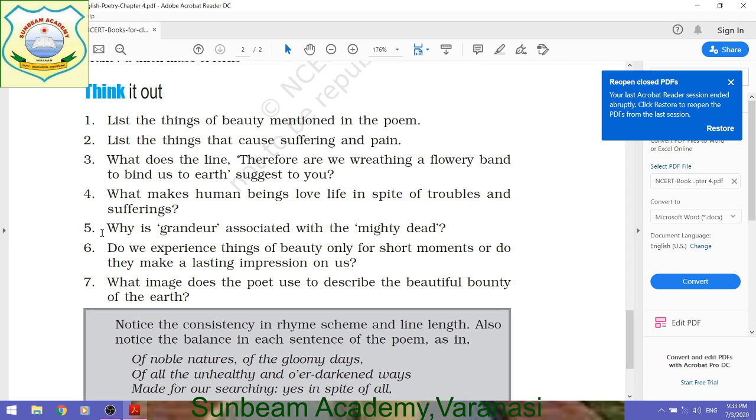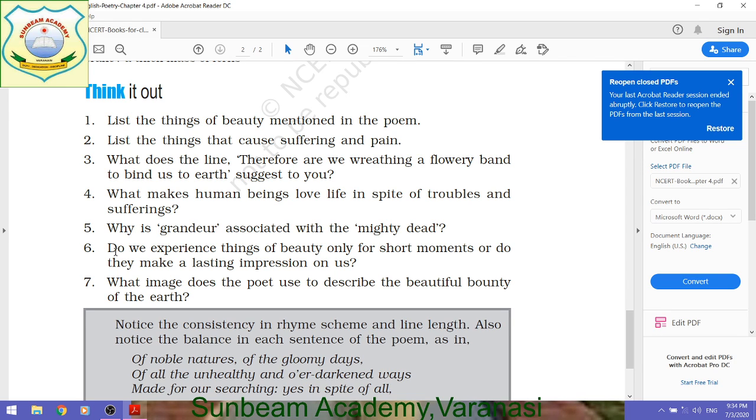And their works and achievements are so great that we wish that they should be rewarded at the time of the day of judgment, at the doomsday. Hence grandeur is associated with these mighty deeds. Now let us see question number 6. Do we experience things of beauty only for short moments, or do they make a lasting impression on us?